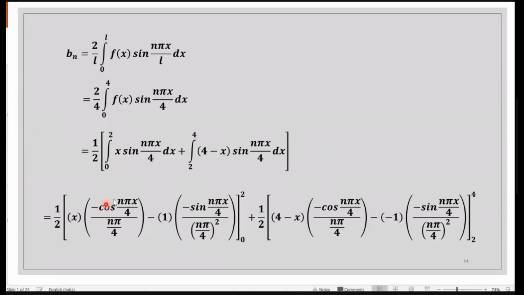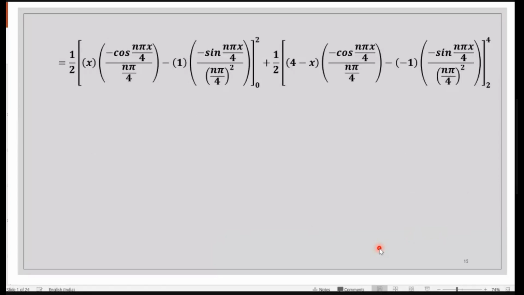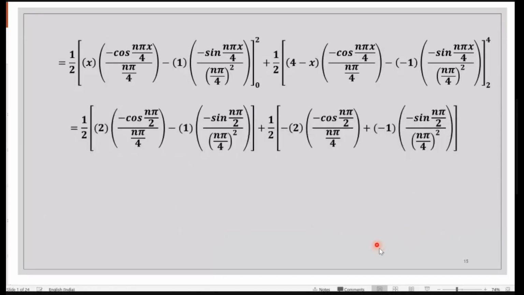In the lower limit, x is 0 and sin 0 is 0. Here we have to apply the upper and lower limit. So in the next step, I've applied the upper limit as x equal to 2. So n pi 2 by 4 will become n pi by 2, and this will become sin n pi by 2. The lower limit will be completely 0, because when x is 0, the first term is 0 and sin 0 is 0, so the second term is 0. Both terms will be 0 when we have the lower limit.